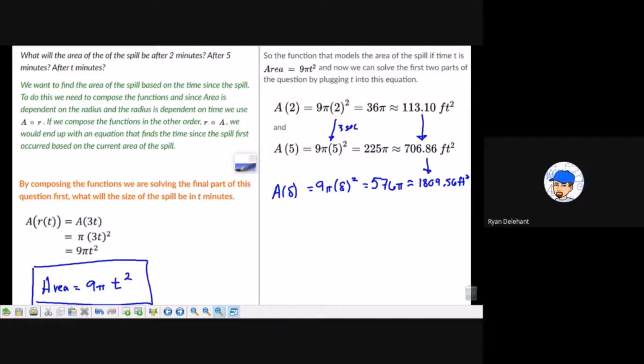Is the area of this spill increasing constantly? Is it increasing by the same amount every 3 seconds? It's actually encompassing more and more area as time goes on because of the shape of the spill. Area and length don't have a one-to-one correspondence. It's kind of like area and volume don't have a one-to-one correspondence.